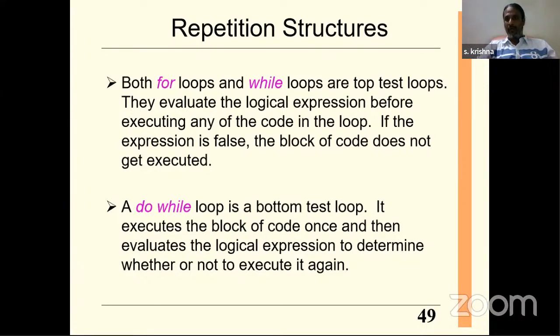Whereas a do while loop will first run, and then check the condition at the bottom. If it is true, it will repeat one more time. A for loop has to satisfy the condition even to run one time, whereas in a do while loop the loop executes first, then it checks whether it has to be executed again or not. So do while is called a bottom-tested loop. For and while are top-tested loops.